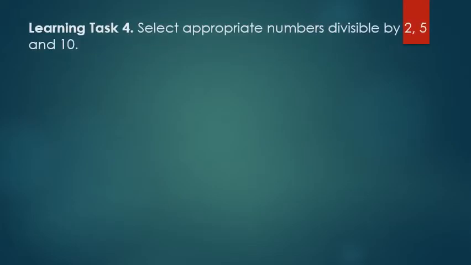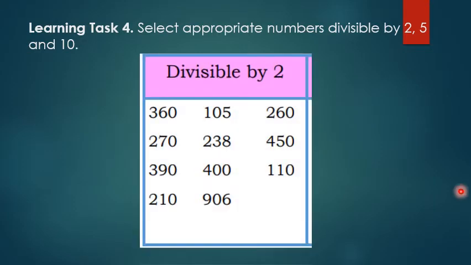Okay, for the learning task 4, select appropriate numbers divisible by 2, 5, and 10. Ang gawin na lang natin dito, bilugan na lang natin siya. Alin po dito ang mga divisible sa 2? Tandaan natin, pag divisible sa 2, nagtatapos sa 0, 2, 4, 6, 8. Bibilugan natin ang 360, nagtatapos sa 0. Ito po ay divisible sa 2. Divisible po ba siya sa 2? Ito siya, di ba? Siya ay divisible sa 2.